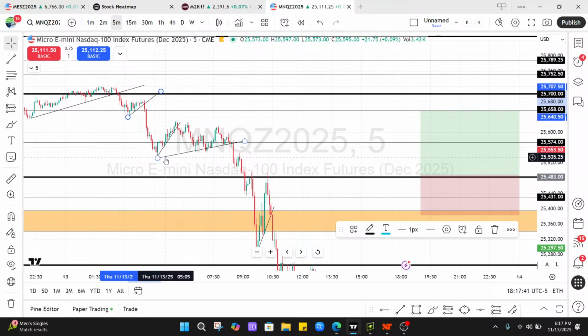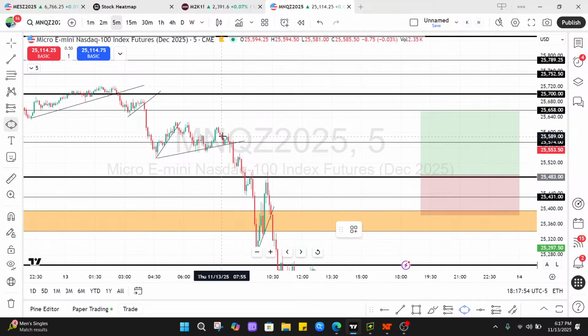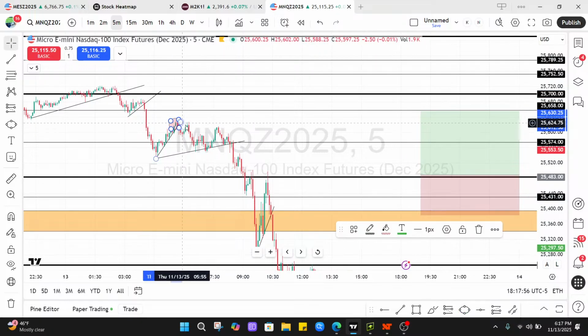So then I thought I saw a flag here, which came down for a few candles, but it came with a double top. All right, so then I just kind of left it alone. And then eventually you got the double top, right?